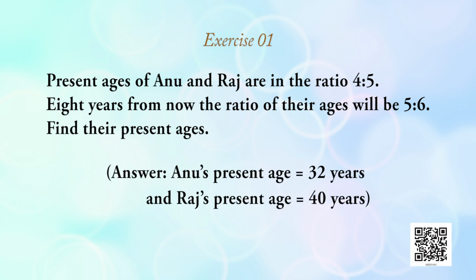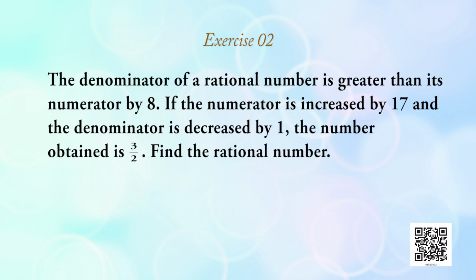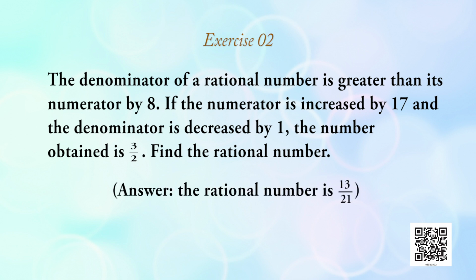Please try to find out by applying the above methods. Second problem, the denominator of a rational number is greater than its numerator by 8. If the numerator is increased by 17 and the denominator is decreased by 1, the number obtained is 3/2. Find the rational number. It looks difficult, but you can do it by applying the above method. For your reference, the answer is the required rational number is 13/21.